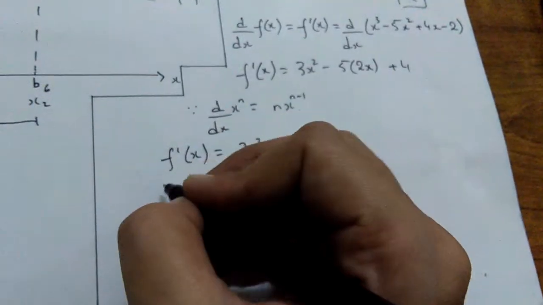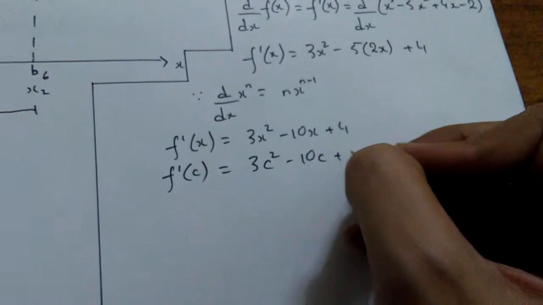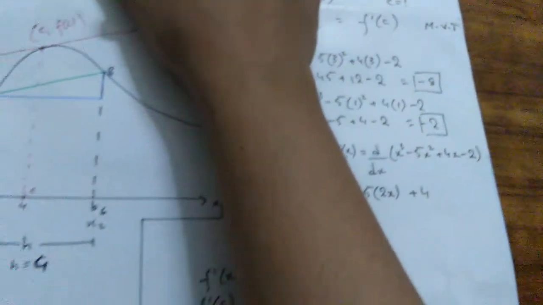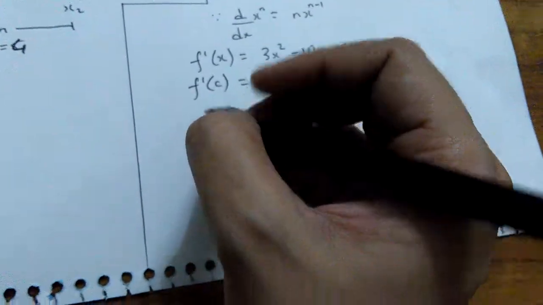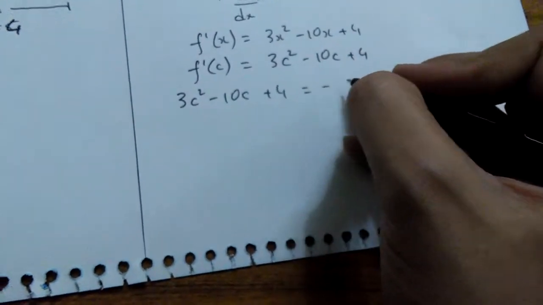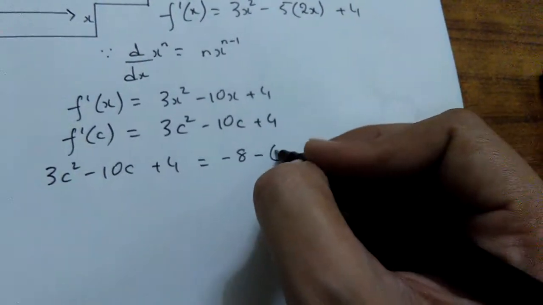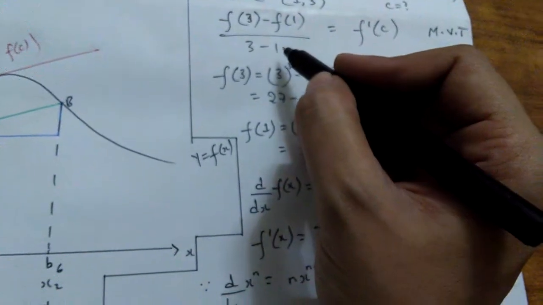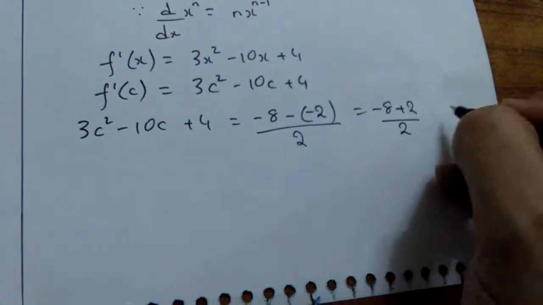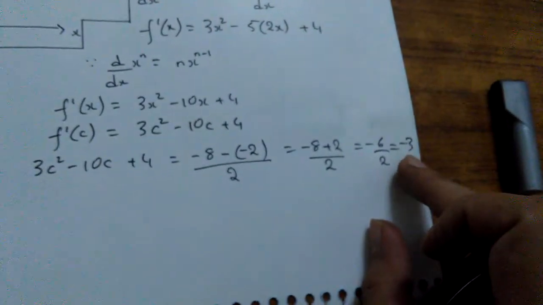In this way, if I try to find my f dash c, if I replace my x by my c, it's going to be 3c squared minus 10c plus 4. Now I have to write this f dash c at this place, and I would be able to find out my value of c in that way. So 3c squared minus 10c plus 4, f dash c, is equal to my f of 3, which is minus 8, minus f of 1, which is minus 2, upon b minus a, which is 2 here. So minus 8 plus 2 upon 2 gives you minus 6 upon 2, which equals minus 3. So this value is equal to minus 3.